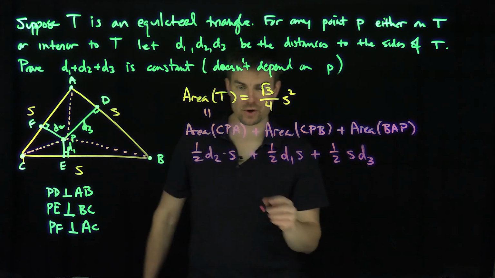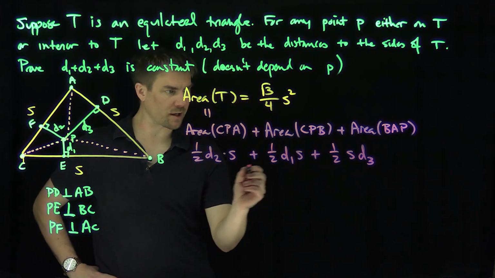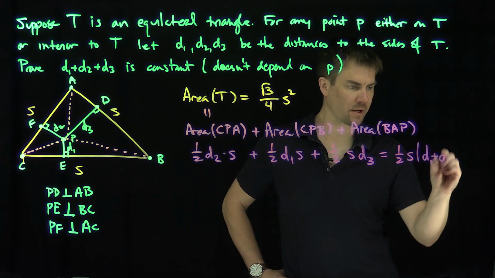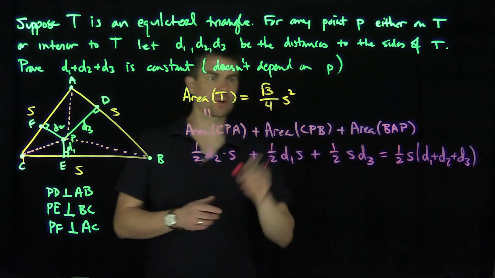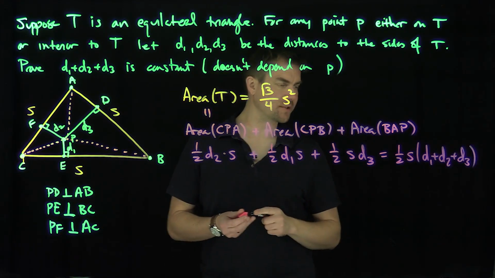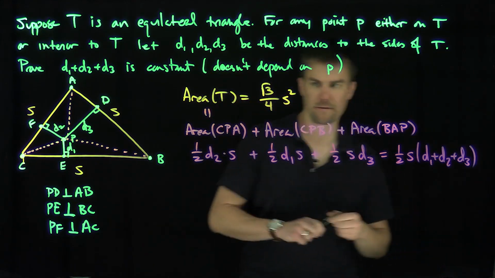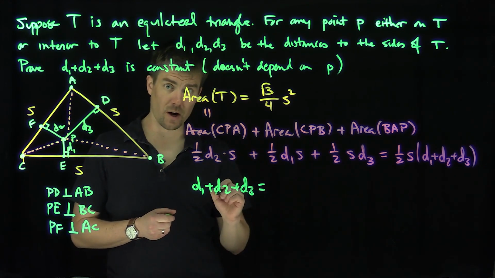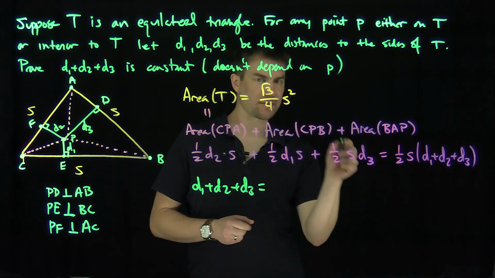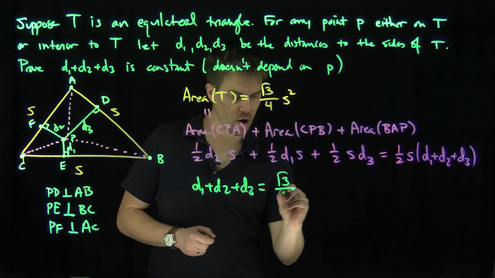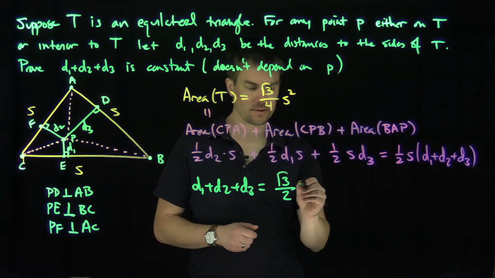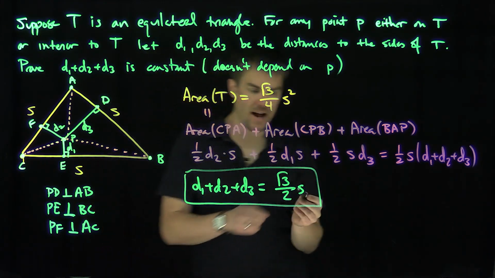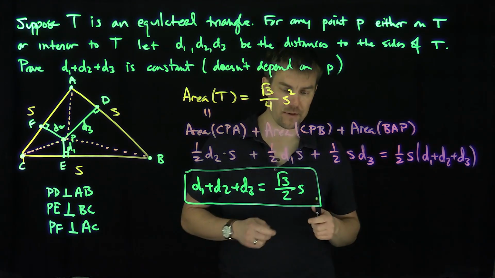Okay, so equating these two expressions, what do we have? On the right-hand side, this is really just 1/2 S times (D1 plus D2 plus D3). So since 1/2 S (D1 plus D2 plus D3) is equal to the area of T, we can conclude that D1 plus D2 plus D3 is equal to, I'm going to cancel one of the S's and multiply by 2, the square root of 3 over 2 times a single S. And therefore, the sum D1 plus D2 plus D3 only depends on S, the side length of the equilateral triangle.